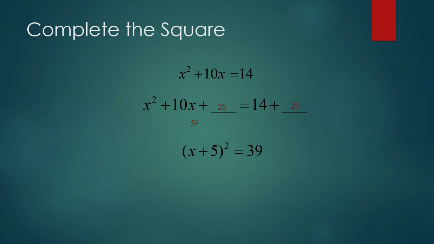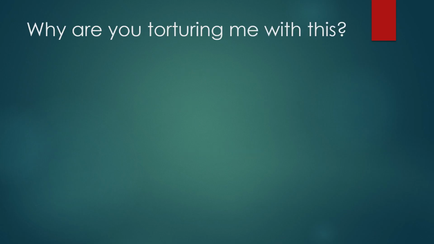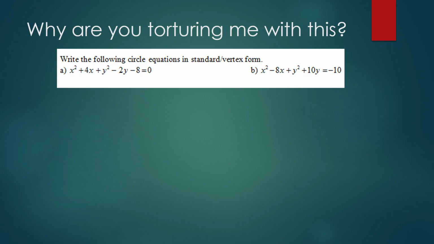Now in algebra, you would take the square root of both sides and do your thing, but that's not what we're doing in geometry. So why are we torturing ourselves with it in geometry? Well, because to get a circle in standard form, this is the process you need to follow. So we're going to walk you through 2 examples right now.